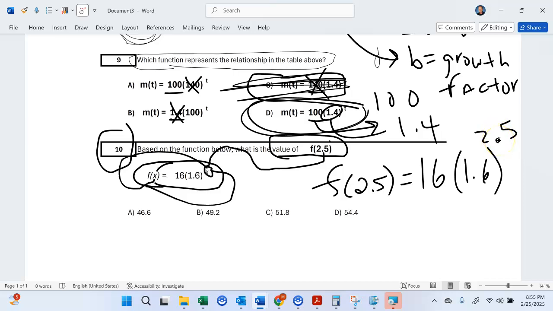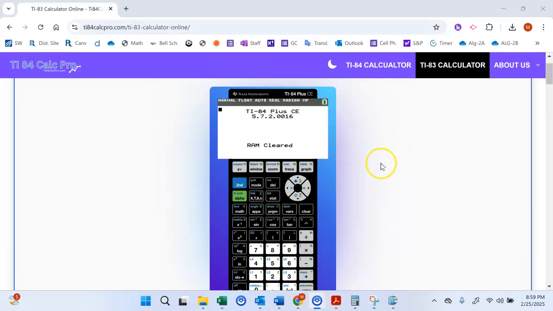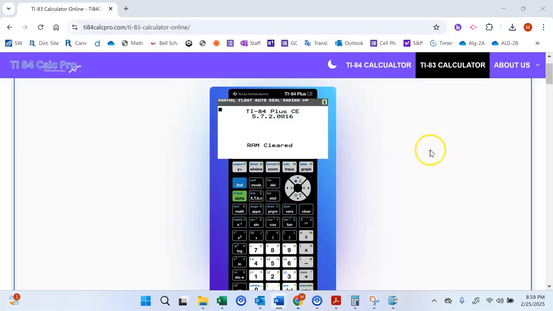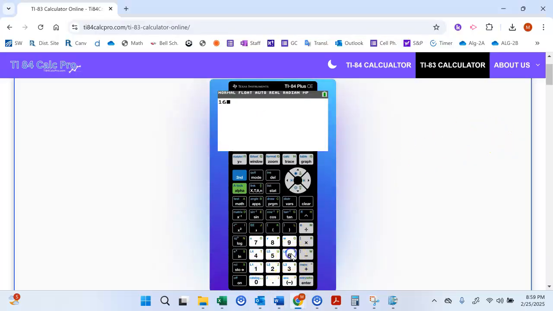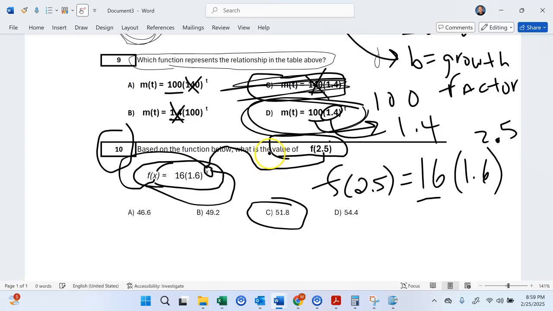So now we're going to use a calculator to figure out what that is. All right, so on our calculator, we're going to go 16 and then parenthesis 1.6, 2.5. So this is how you do it on a calculator. You go to 16 parenthesis 1.6 parenthesis. But now to get to the power, we need to use this button right here, to the power of, and it was 2.5. Enter, and that gives us 51.8. So that would be this one right here. Okay, so that's how you do that.